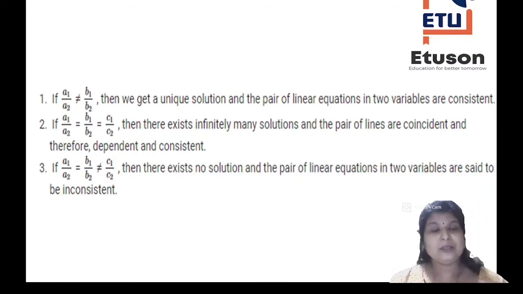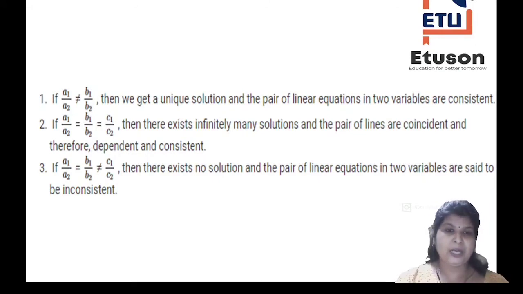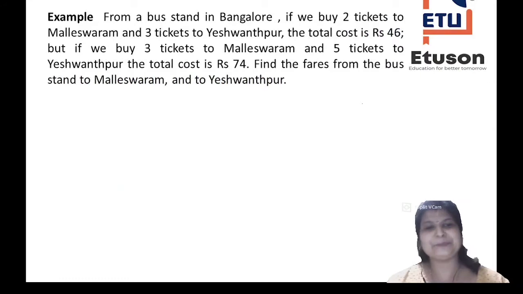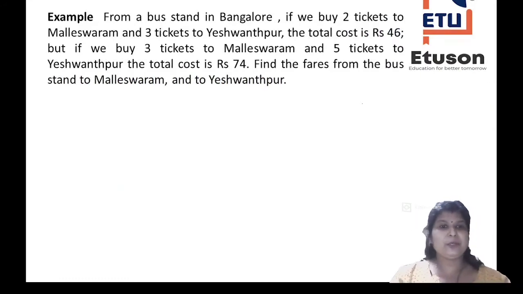So remember, just by comparing your coefficients you can find out whether you will have one solution, no solution, or infinitely many solutions. So this is the relationship. If a1 by a2 is equal to b1 by b2 is equal to c1 by c2, then it has infinitely many solutions. If a1 by a2 is equal to b1 by b2 is not equal to c1 by c2, then it has no solution at all. Okay, so now shall we take one problem to solve?